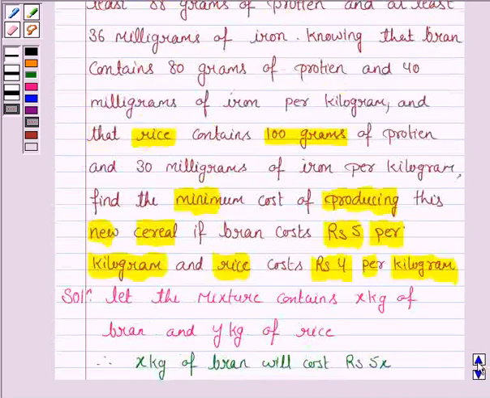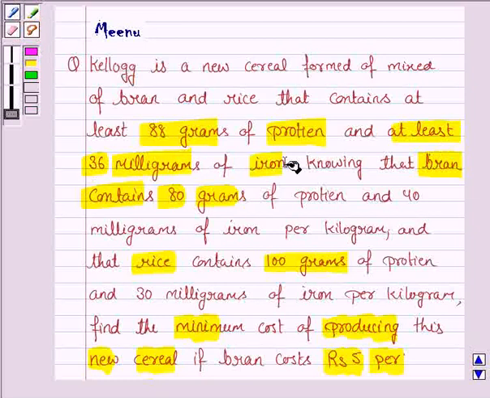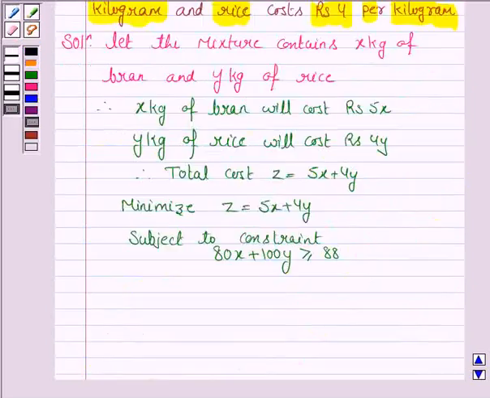Now, the second constraint is that the mixture must contain at least 36 milligrams of iron. We are given that bran contains 40 milligrams of iron and rice contains 30 milligrams of iron. So we have 40x plus 30y greater than or equal to 36. So we have to minimize the cost subject to these two constraints, and also x is greater than or equal to 0 and y is greater than or equal to 0.